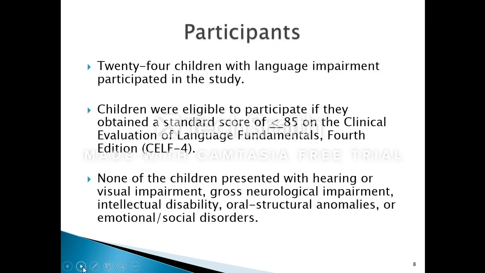Participants: 24 children with language impairment participated in the study. Children were eligible to participate if they obtained a standard score of less than or equal to 85 on the Clinical Evaluation of Language Fundamentals, 4th edition, or the CELF-4. None of the children presented with hearing or visual impairment, gross neurological impairment, intellectual disability, oral structural anomalies, or emotional social disorders.